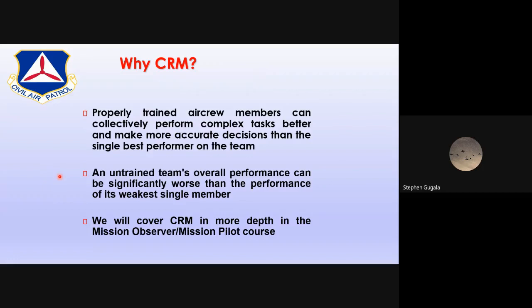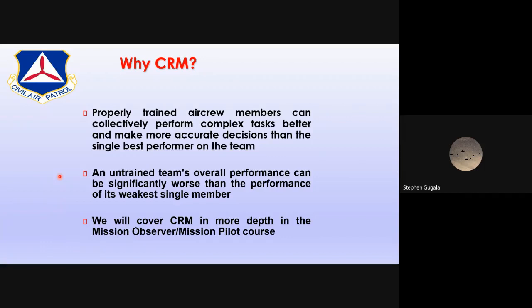It's learning to work together. It's learning to take tasks on to make your crew more efficient and much more safe. The best ways to accomplish crew resource management is to train and to practice and to know your job.